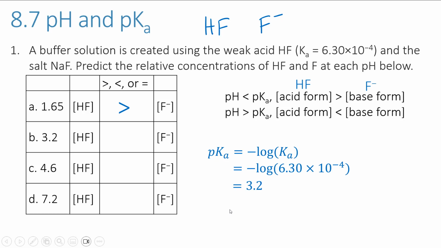So for our first one, at a pH of 1.5, HF is going to be the predominant form. At 3.2, notice that's the same as the pKa. Then the HF and F minus concentrations are going to be the same. This is just an equimolar buffer solution, and when we have a buffer solution that is equimolar of the acid and base component, the pH is just the pKa. At 4.6 and 7.2, the predominant form is going to be F minus because our pH exceeds our pKa.